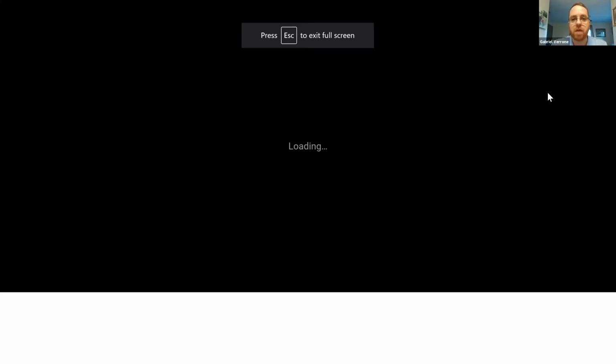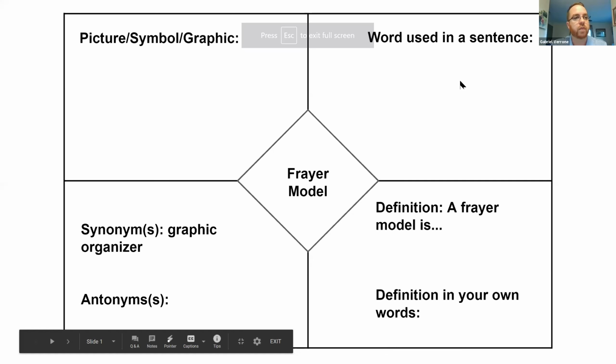So we talked about our first objective, right? Basically, what is the Frayer model, right? What are the dimensions? What is it for? Okay, that's the wrong screen. It doesn't help if you present the wrong thing.